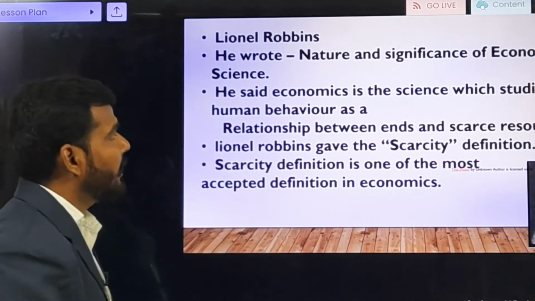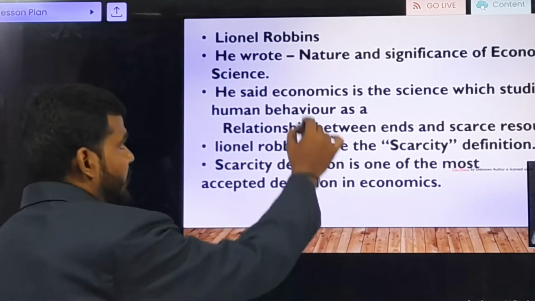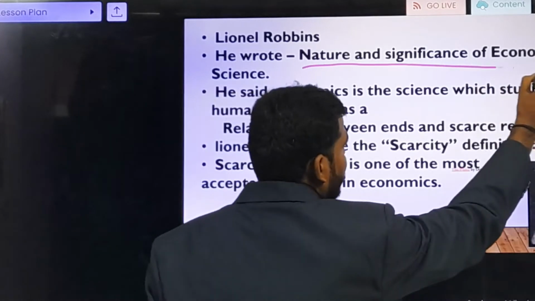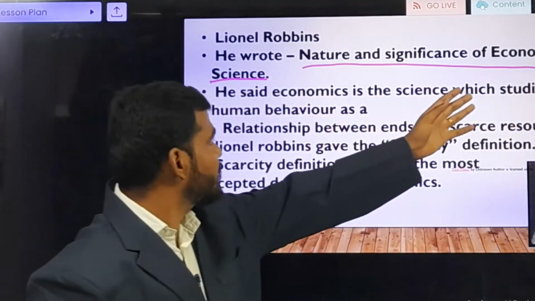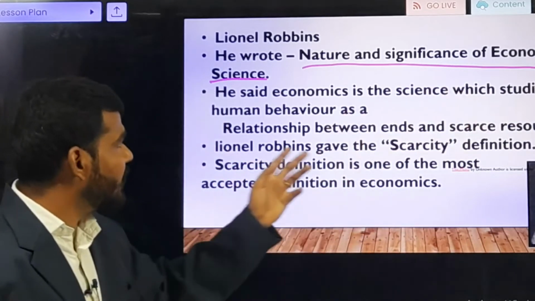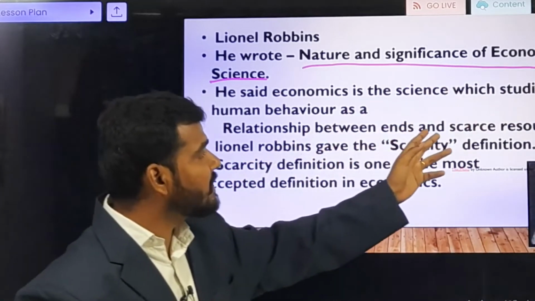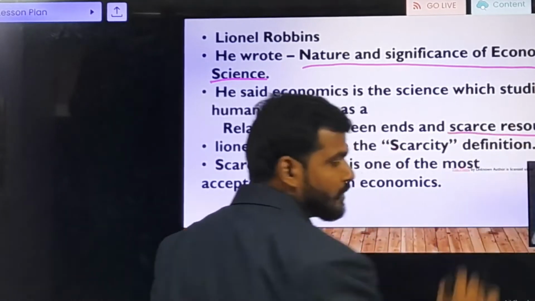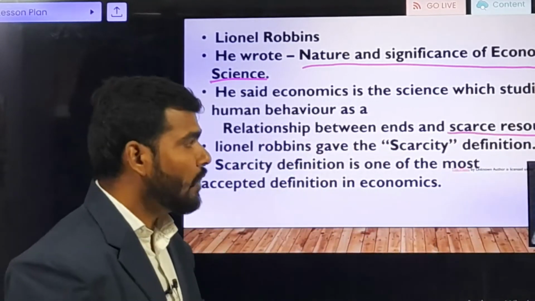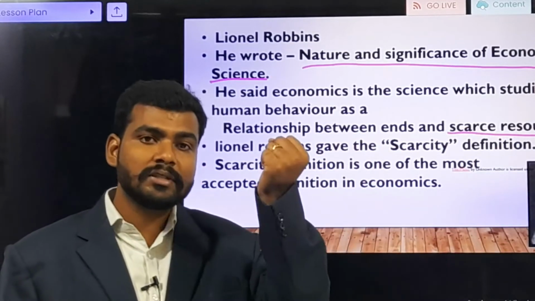Leonard Robbins wrote Nature and Significance of Economic Science. He said economics is a science which studies human behavior as a relationship between ends and scarce resources. This word is very important: scarce resources. Human wants are unlimited, but the resources are scarce.